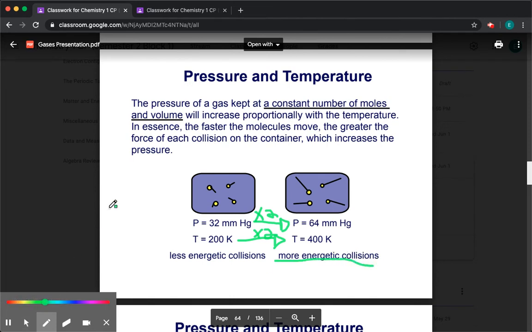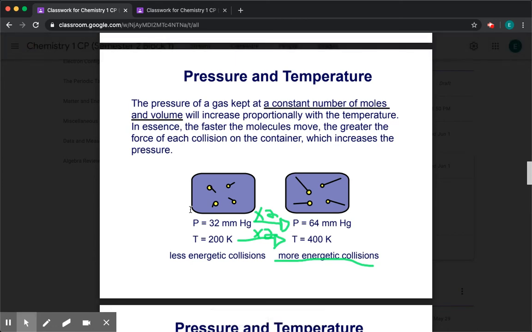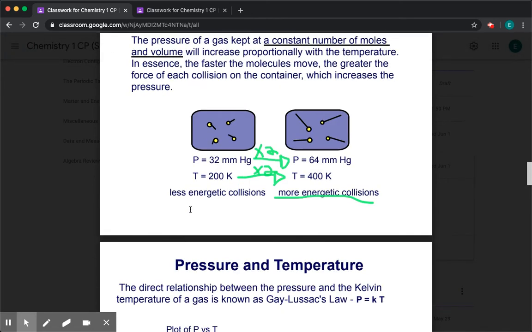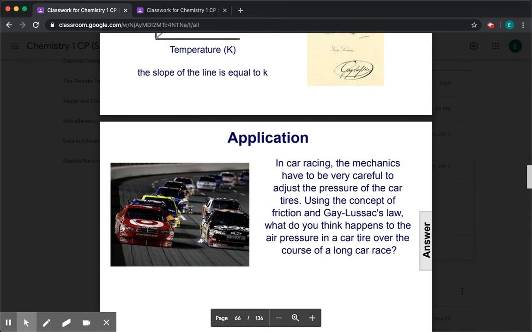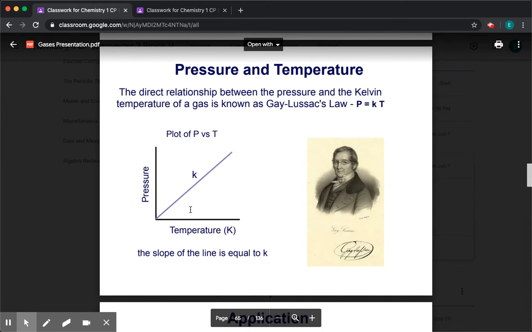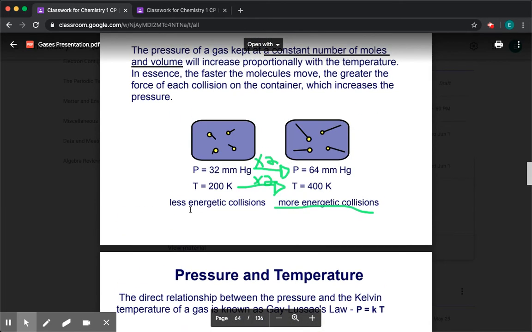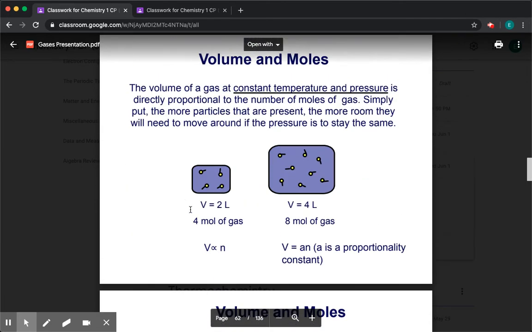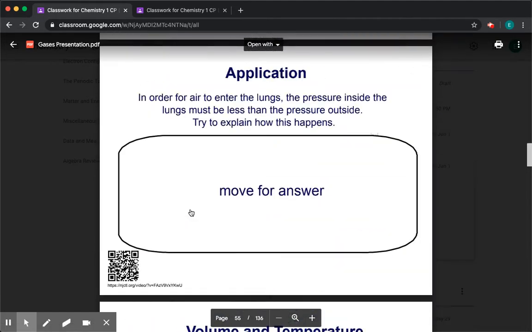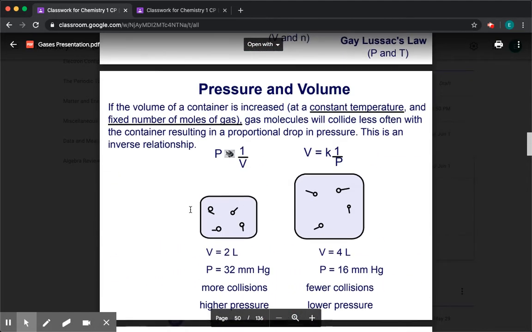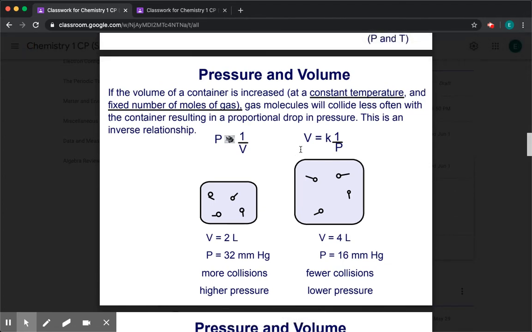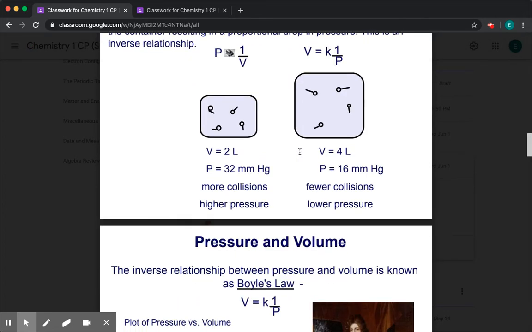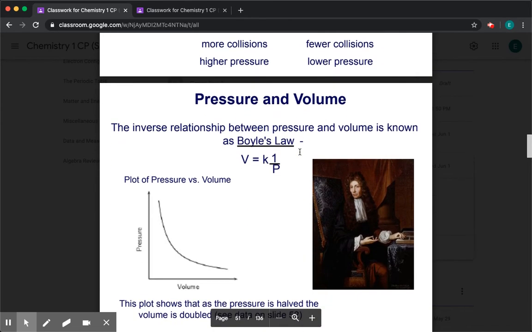Okay, so as P goes up, T goes up, and vice versa. T goes up, P goes up. They go up together. Okay, they are directly proportional. So out of the four laws, the only one that is inverse was the first one. Pressure and volume is the only one that's inverse, meaning as one goes up, the other one goes down. Okay, the rest of them go up together.